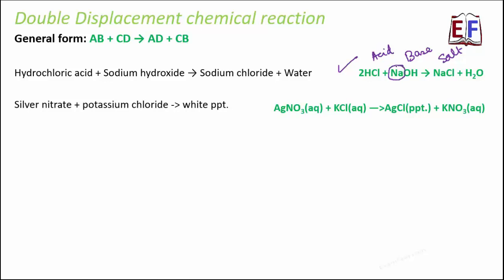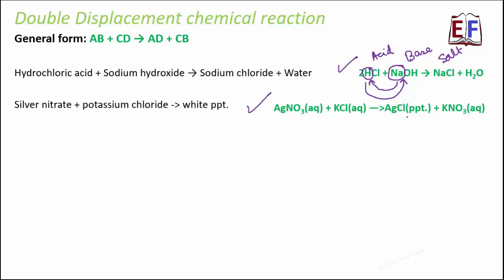How? Because this Na and this hydrogen, they exchange their position. So Na goes here to form NaCl and H comes here to form H2O. So they exchange their position. So that's double displacement.